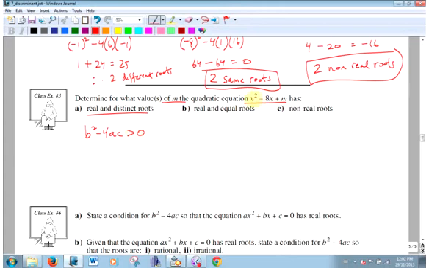Here's my quadratic. What's A? 1. What's B? -8. What's C? C is m. Plug the stuff in. -8 squared minus 4 times 1 times m has to be greater than 0, because I got 2 different roots. So 64 minus 4m is greater than 0. What values of m will this thing work? I got to solve it for m.